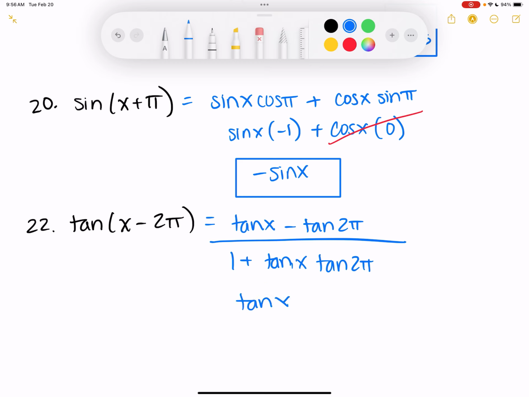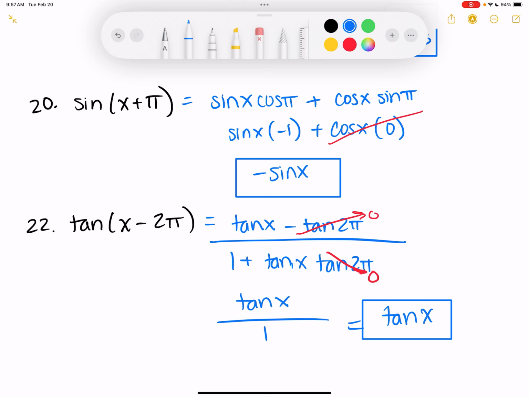So tangent of x, this would be 0, so that's gone. This piece here is 0, so I would just have on the bottom 1 plus tangent of x times 0, which is just 1. So this would just be equal to tangent of x. So these ones for tangent are even better. Even less work.